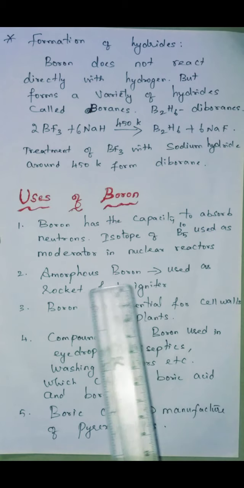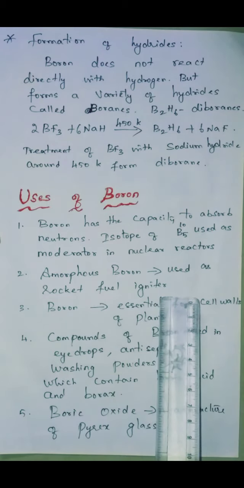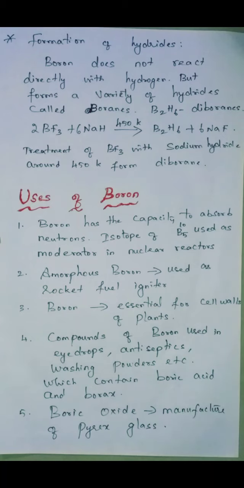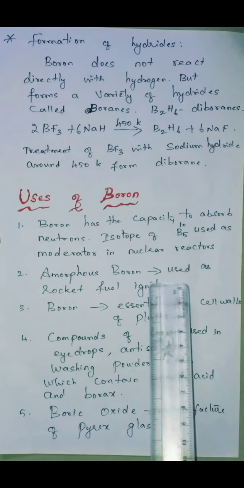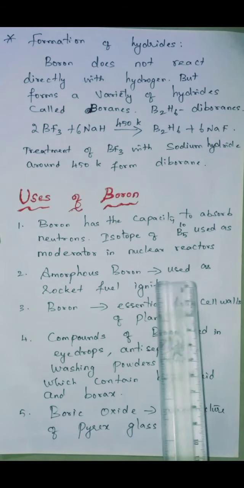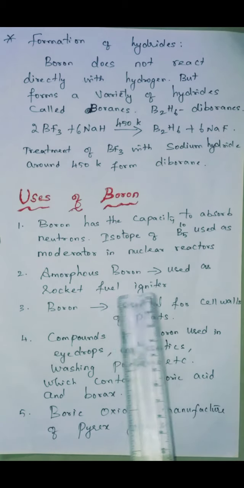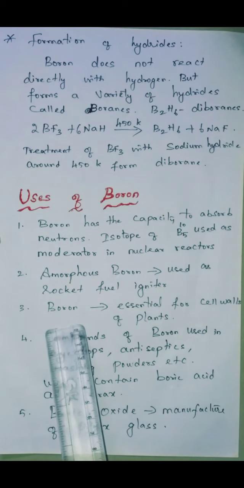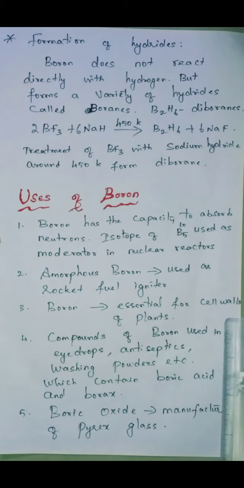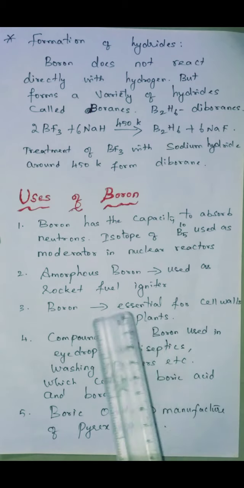Amorphous boron, that is powdered boron, is used as a rocket fuel igniter. In rocket fuel, we know a propellant or igniter is needed. So amorphous boron is used because after burning, it releases an enormous amount of hot gases in the rocket fuel. Next, boron is essential for the cell wall in plants.